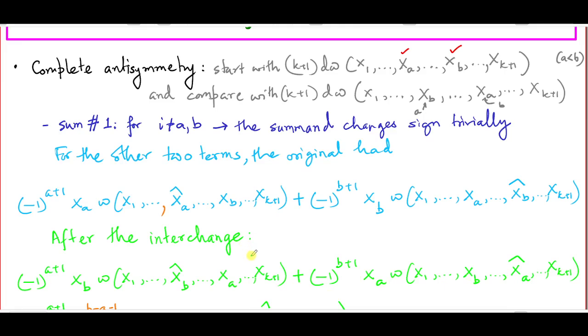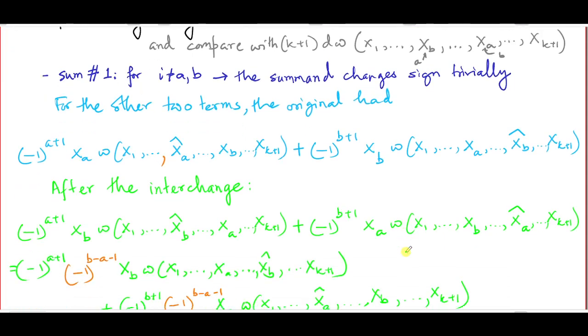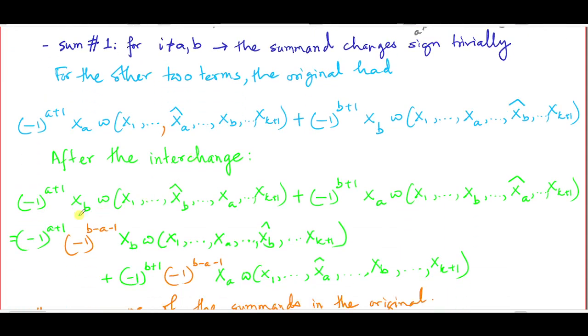Now, our goal is to show that the overall sum changes sign, which must mean that these two together must change sign under the interchange of xa and xb. Now, in order to see this, let us focus on this term.